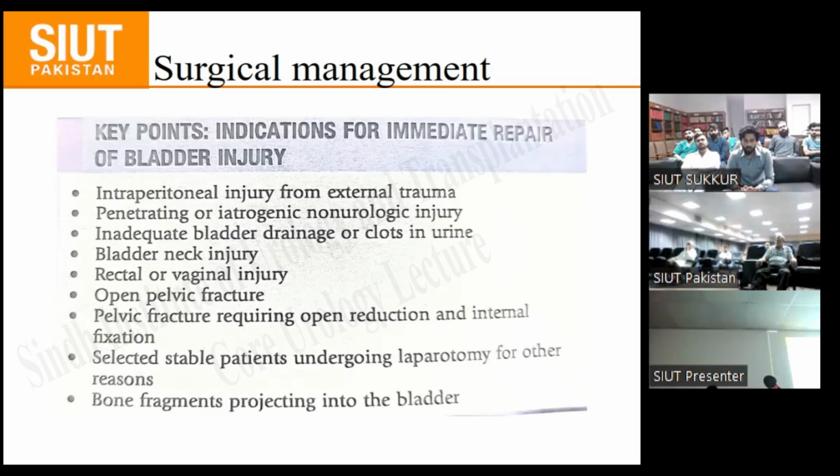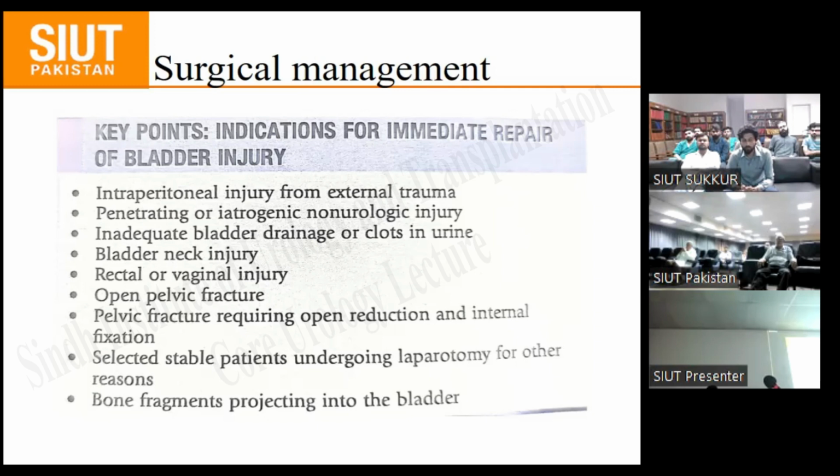If there is a bladder neck injury or rectal or vaginal injury, it will require repair. If there's an open pelvic fracture, a pelvic fracture that requires open reduction and internal fixation by the orthopedic colleagues, then we have to perform the bladder repair, and also in selected stable patients that are undergoing laparotomy for other reasons.